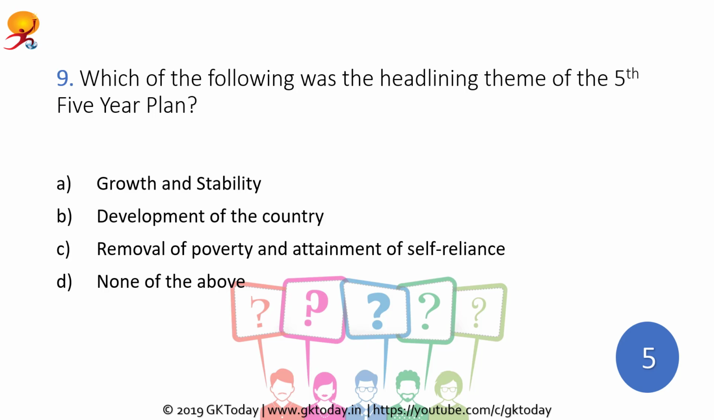Which of the following was the headlining theme of the fifth five-year plan? And your time starts now. And the correct answer is removal of poverty and attainment of self-reliance. So this was the main goal of the fifth five-year plan, which was implemented between 1974 and 1979. Although there was high inflation, the Indian National Highway System was introduced during this time.